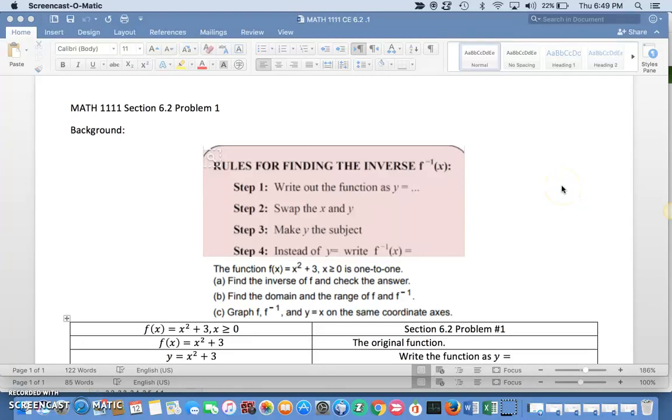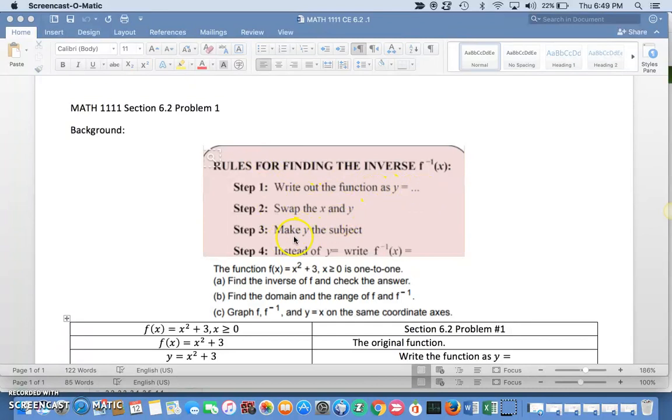Section 6.2, Problem 1. You're actually finding the inverse. These are the basic rules for finding the inverse. You can see it written many different ways. Write out the function as y equals. So in other words, instead of f of x, put a y equals.